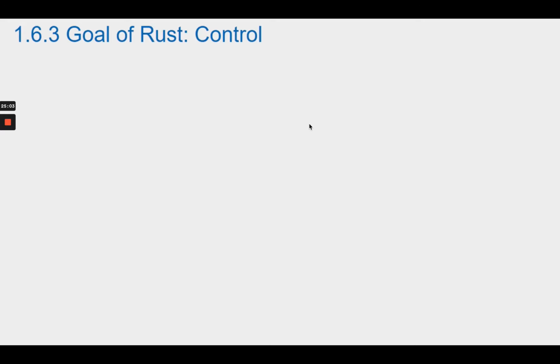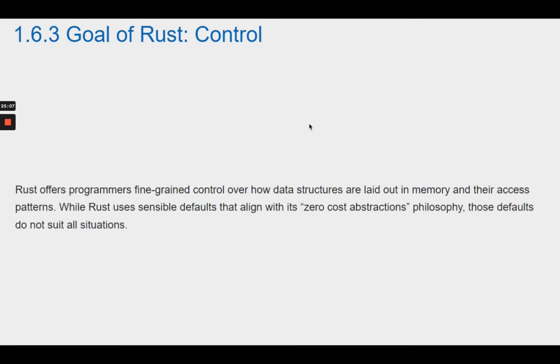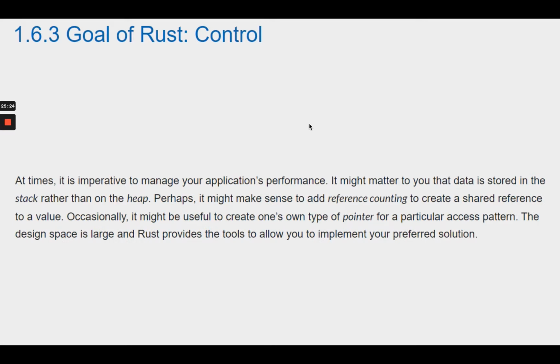Section 1.6.3 Goal of Rust: Control. Rust offers programmers fine-grained control over how data structures are laid out in memory and their access patterns. While Rust uses sensible defaults that align with its zero-cost abstractions philosophy, those defaults do not suit all situations. At times, it is imperative to manage your application's performance.